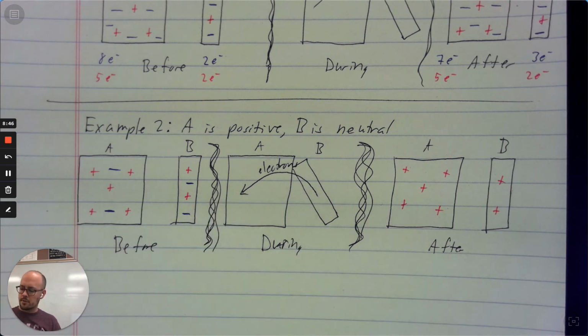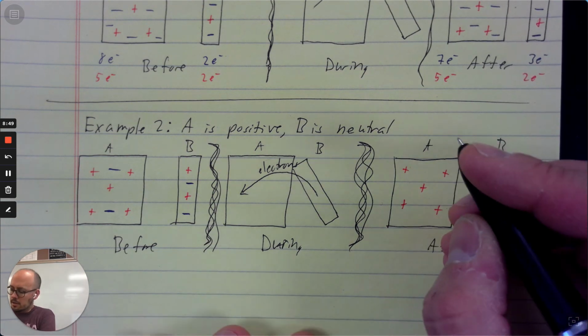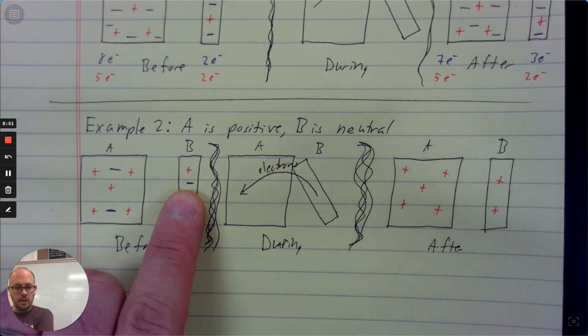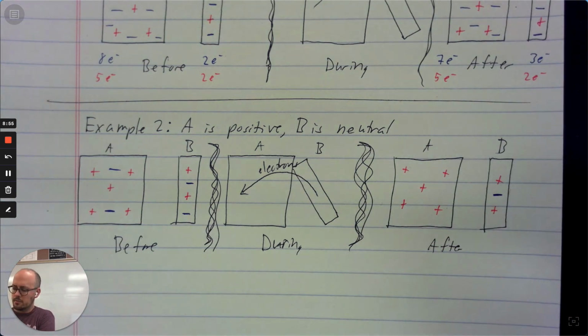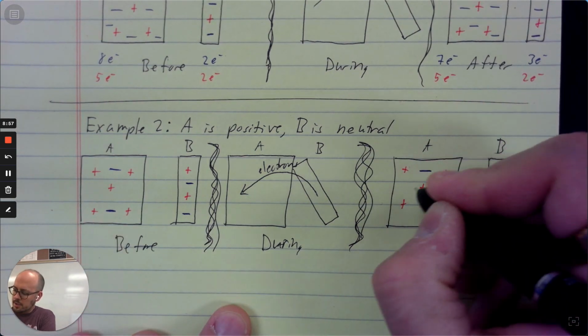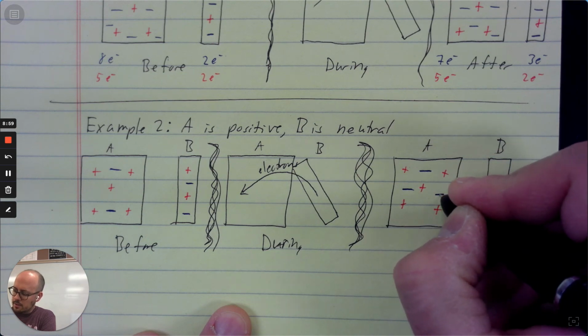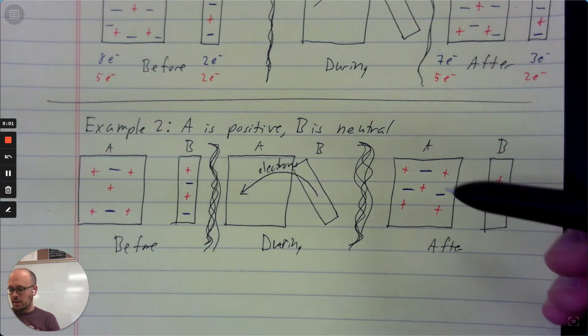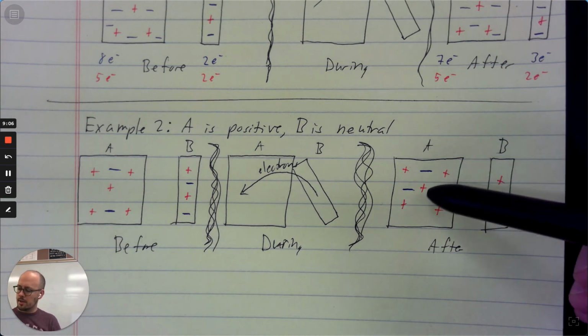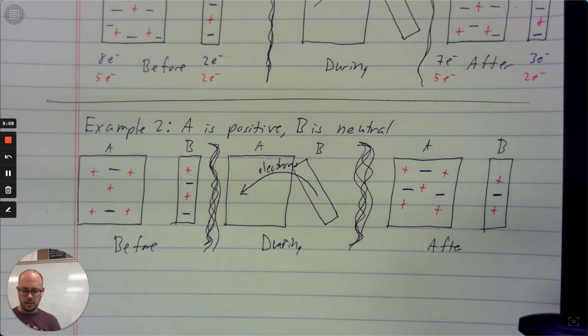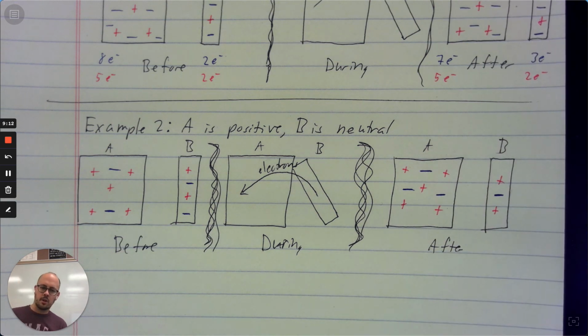So B transfers something over, and I'm going to have B transfer 1 of its electrons over. So B is going to be left with just 1 negative, and A at this point in time has 3 negatives. So A and B are both positively charged at this point in time. So A has 5 positives and only 3 negatives. B has 2 positives and only 1 negative. So when you charge by conduction, everything ends up with the same charge.